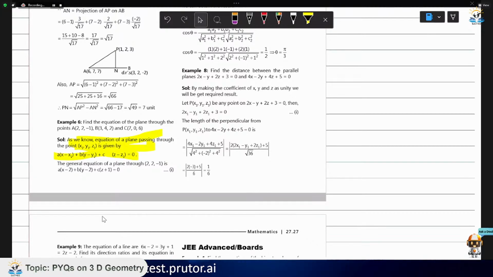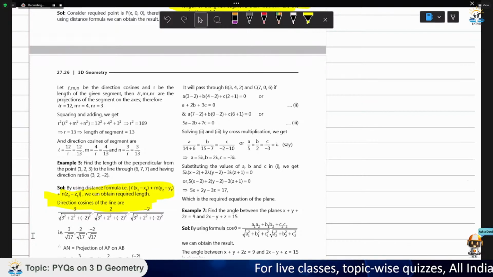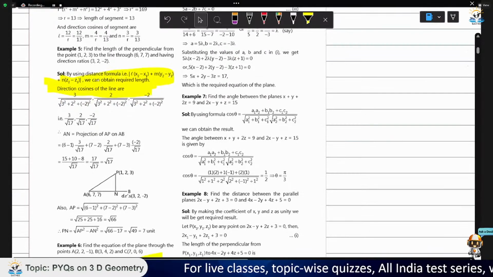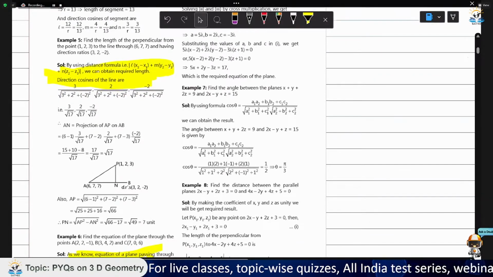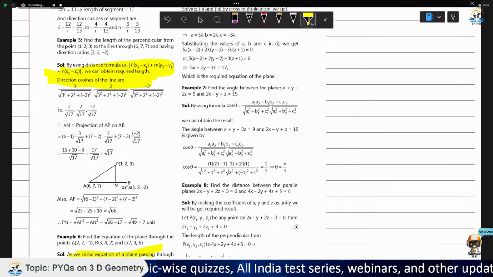Getting back to this question, this is what we have. The general equation of a plane through the point is this. Then we have three equations and three variables, so solving for A, B, C would be really easy. We get the values of A, B, C, and we get the equation out. Now moving on to the next part: find the angle between the planes. That is also formula based.